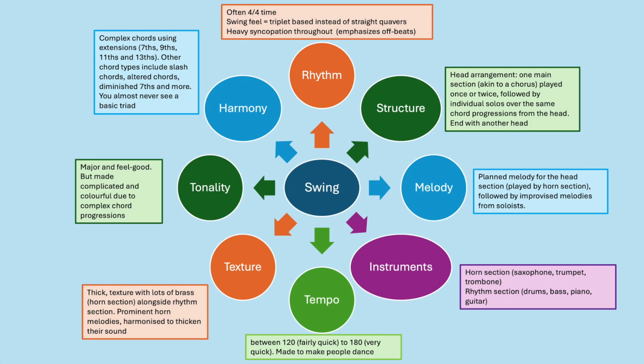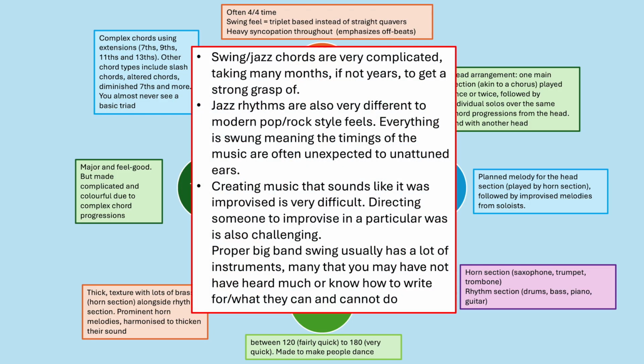Swing is a really cool style of music. It's a style of jazz from the 1930s, 1940s, but it is complicated. Any kind of jazz is complicated. So here are some things I thought about swing. Swing and jazz chords or harmonies are really complicated, taking many months, if not years, to get a strong grasp of. Almost every single chord in jazz is some kind of 7th or 9th or 13th or sharp 5 or flat 5 or diminished 7th or something. The harmony in jazz music is really complicated.